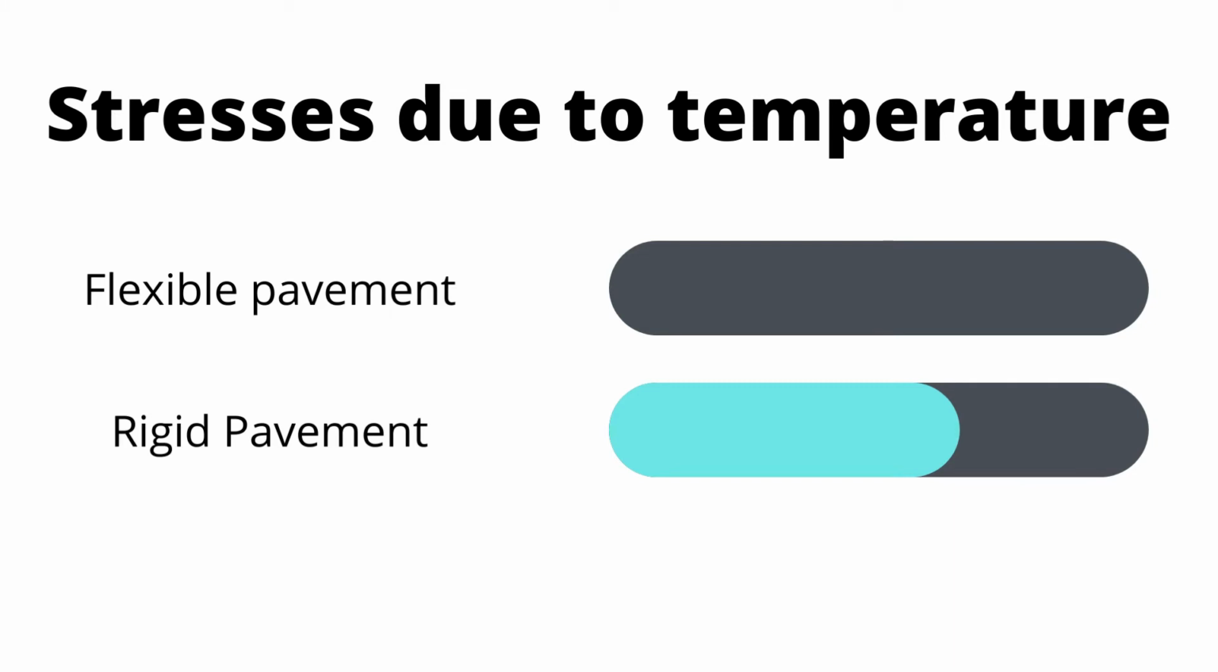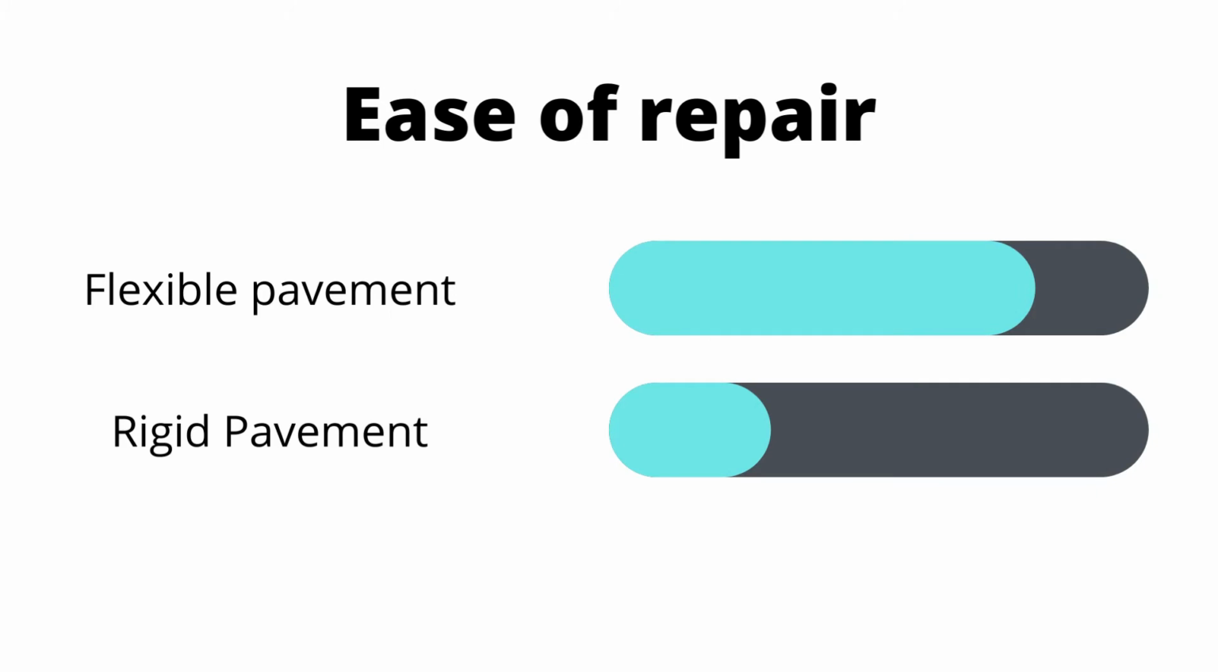Next are stresses due to temperature. In flexible pavements, stresses are not induced due to temperature variations, whereas in rigid pavements, heavy stresses are induced when temperature varies. Next, we have repair work. Flexible pavement are much more easier to repair as compared to rigid pavements, which are way harder to repair.